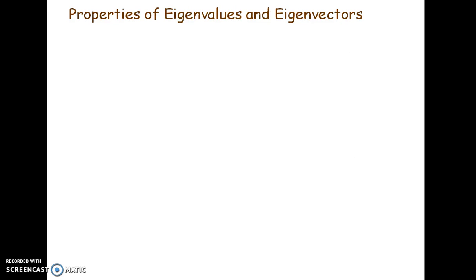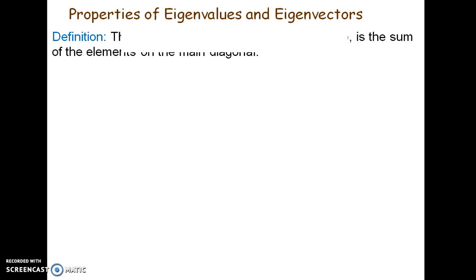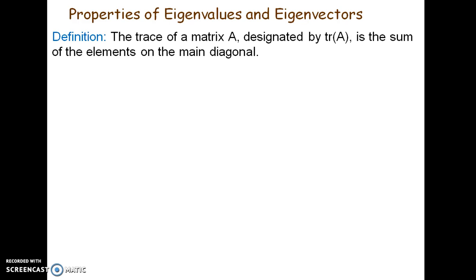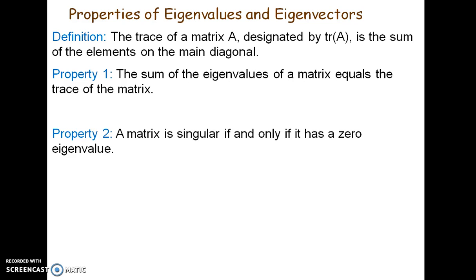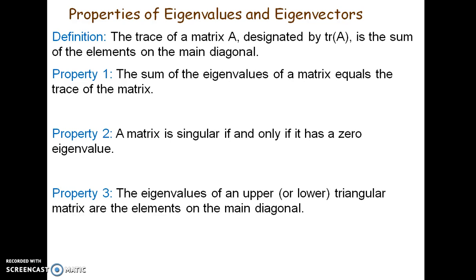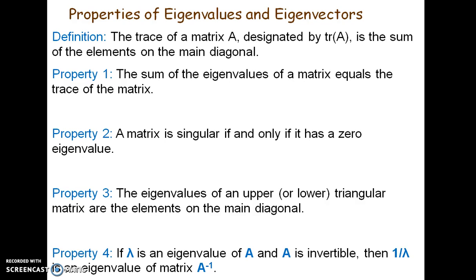Next, properties of eigenvalues and eigenvectors. Definition. The trace of a matrix A, designated by trace of A, is the sum of the elements of the main diagonal. Property 1. The sum of the eigenvalues of a matrix equals the trace of the matrix. Second property. A matrix is singular if and only if it has a 0 eigenvalue. Third property. The eigenvalues of an upper or lower triangular matrix are the elements on the main diagonal.